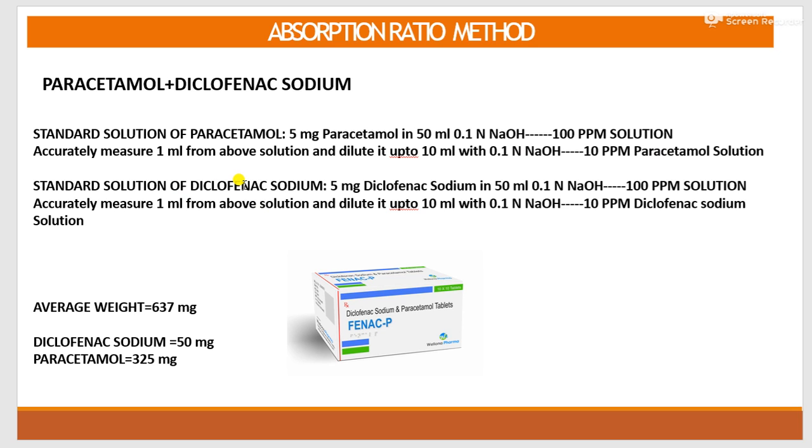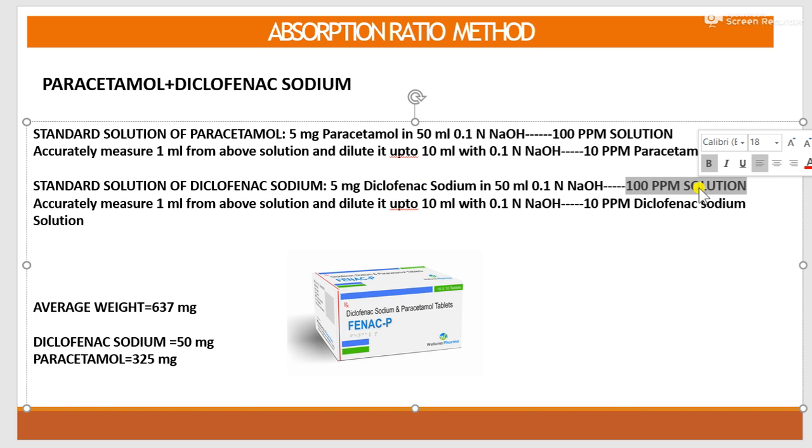Diclofenac sodium solution is prepared in a similar way. Dissolve 5 mg in 50 ml, sonicate the solution, filter the solution, and then do a 10 times dilution. That means from this 100 ppm solution 1 ml is withdrawn and diluted up to 10 ml to get 10 ppm diclofenac standard solution.